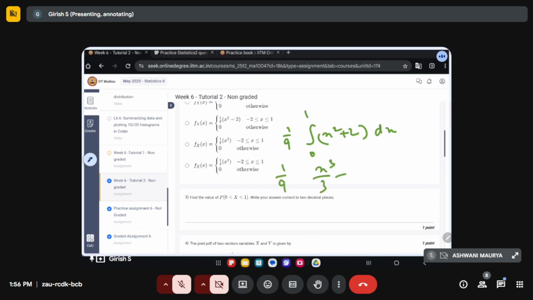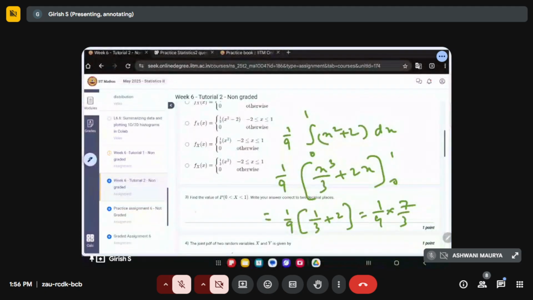It's x squared by 3 plus 2x, so this becomes 0 to 1. It is nothing but 1 by 9 into 1 by 3 plus 2. This is going to be 1 by 9 into 7 by 3. This is going to be, I hope, 7 by 27. Is this clear? I calculated fx of x in the previous question, I just applied it here.